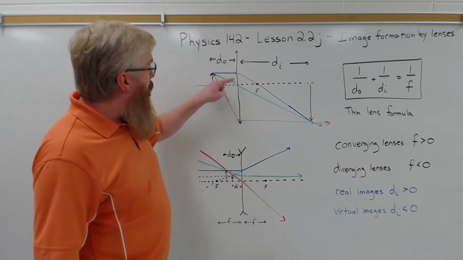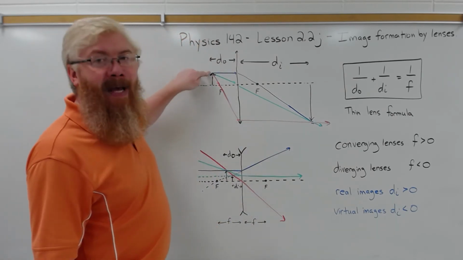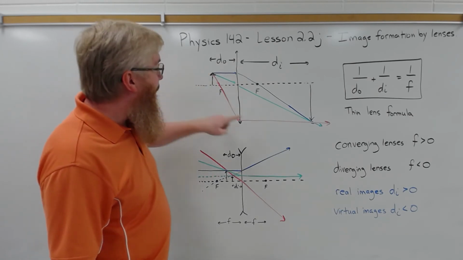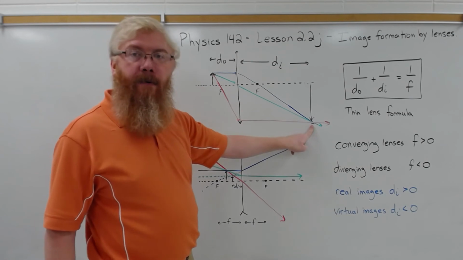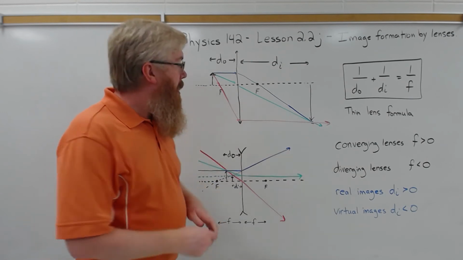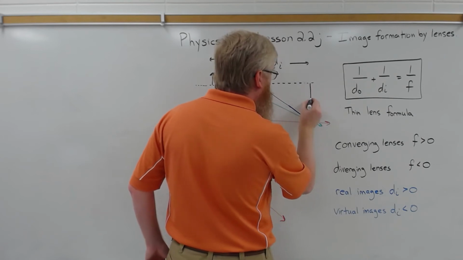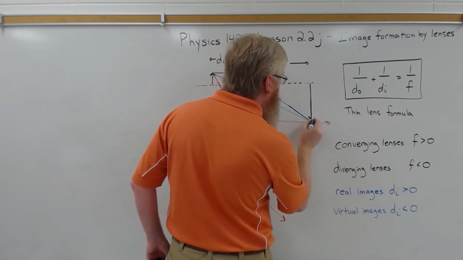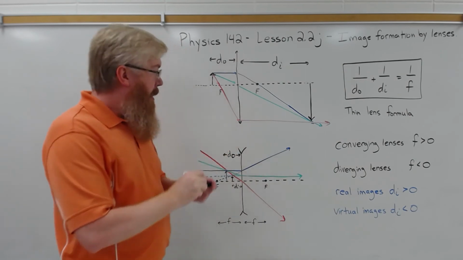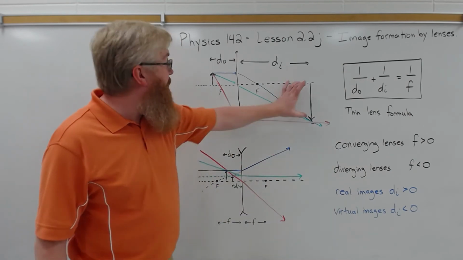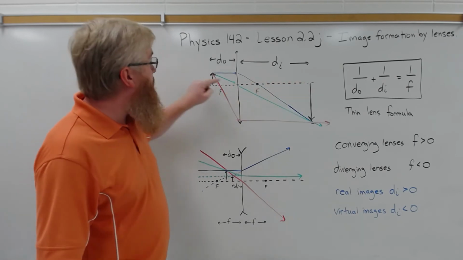So you can see that all 3 of these rays emanate from the tip of the arrow, and they all come back together over here. So we will get an image here of the object, but the point of the arrow would be there, so the object would be upside down and magnified. See how much bigger this arrow is than that arrow.